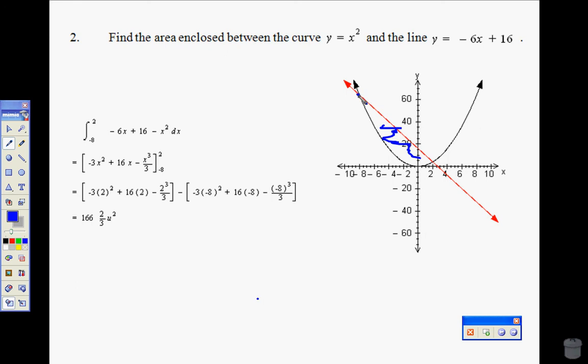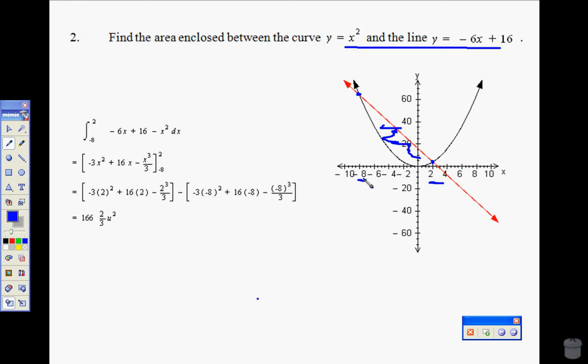But more importantly, okay, what are our limits of integration? Where they intersect. Now, how do I do that? Well, I solve them simultaneously. So x squared would be equal to minus 6x plus 16. Take everything across, make it equal to 0. Solve the quadratic that you will get. That's really the quadratic you're going to solve, and you're going to find that you get minus 8 and positive 2.